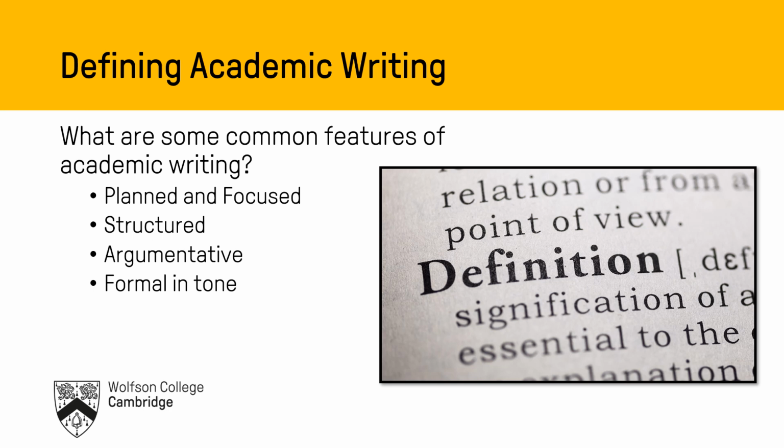For the most part, academic writing is also argumentative, and that means that it's built up by evidence and reasoning, either from your own thoughts or incorporating the ideas of others to help support you. And last, it's formal in tone and style. That means it uses appropriate language and tenses. It's clear, concise, and balanced.